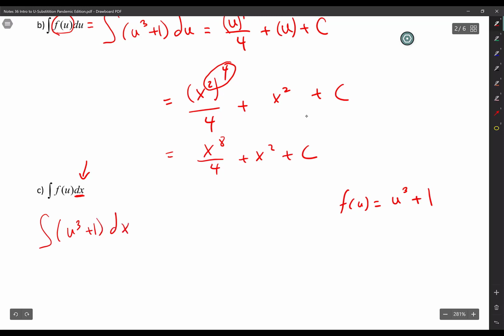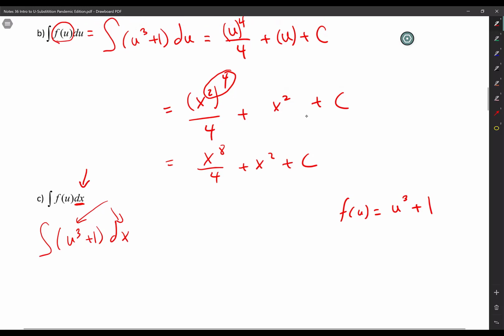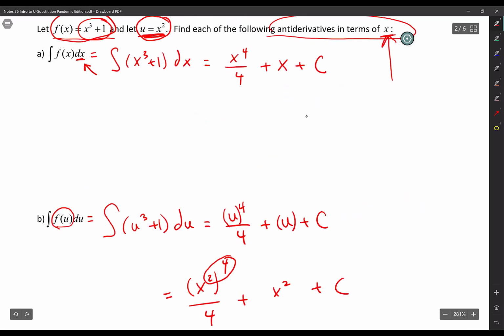I cannot do the antiderivative because these letters must match for you to do an antiderivative. They don't match right now, so I am forced to do this U-substitution. It says u equals x squared.